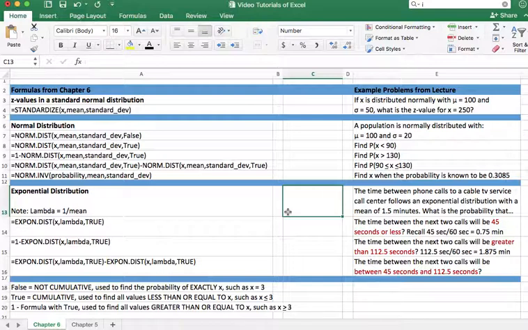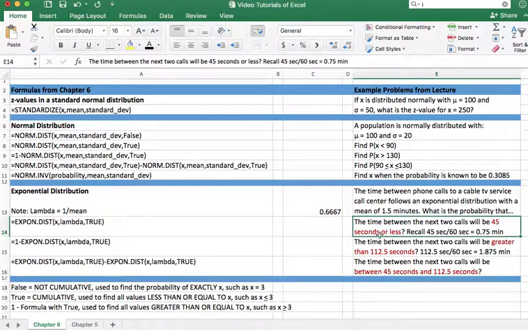Before we can do that though, we want to make sure to find lambda since we need it for the formulas here. So recall that lambda is found by taking 1 divided by the mean given to us in the problem. So I'm just going to type it here, equals 1 divided by 1.5 minutes, and hit enter. And that gives us our lambda of 0.6667. So let's go ahead and look at our first scenario.